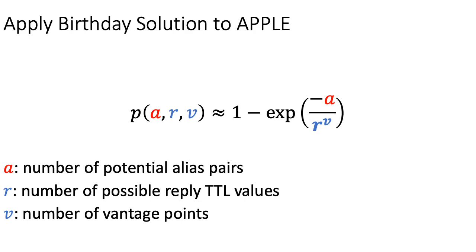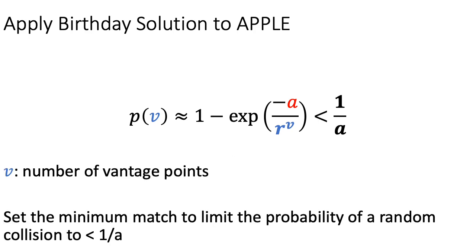And the reason I raise it to the number of vantage points is that for each alias pair, I compare the reply TTL at each vantage point separately. Now for a traceroute collection, I already know the number of potential alias pairs, because that's dictated by the common successor groups from the traceroutes. And after I send the pings, I also know the number of possible reply TTL values.